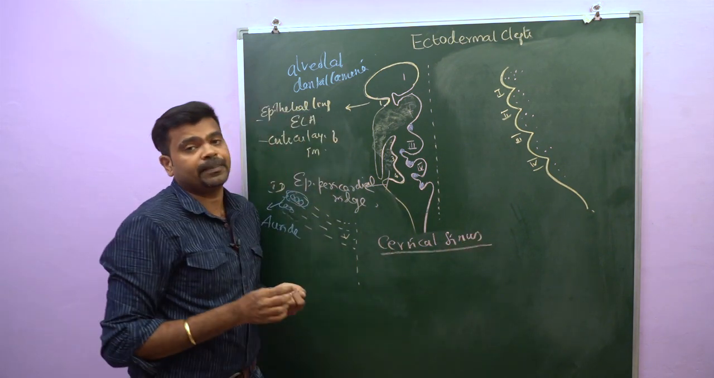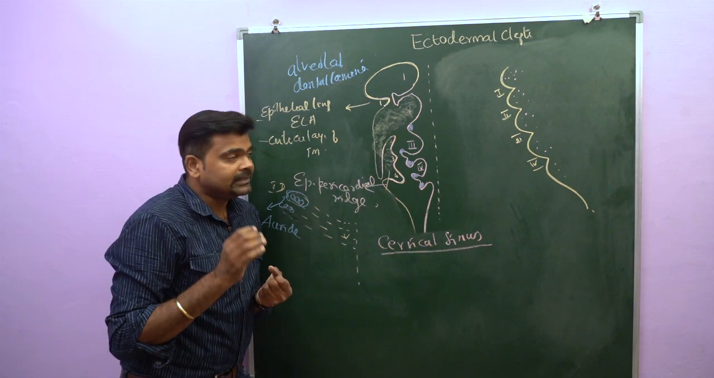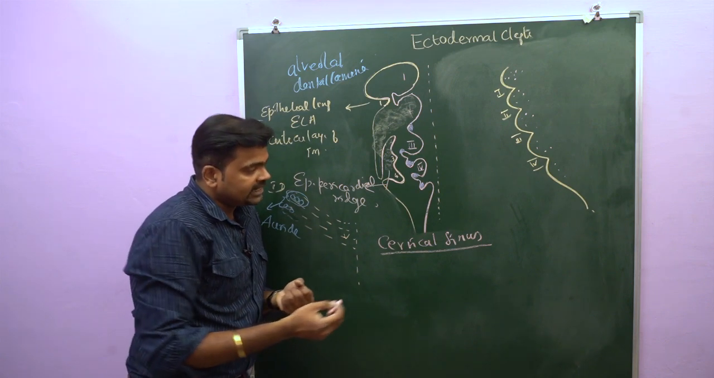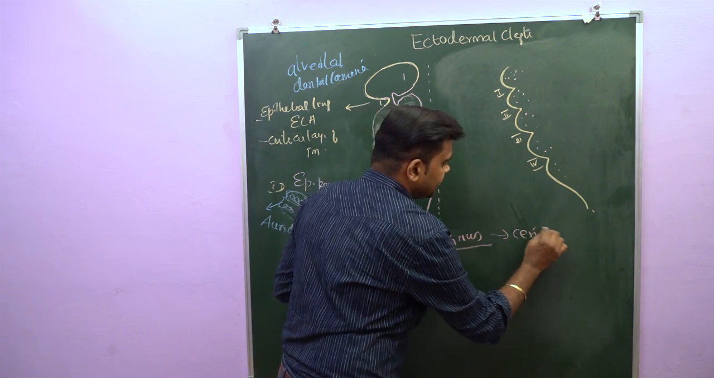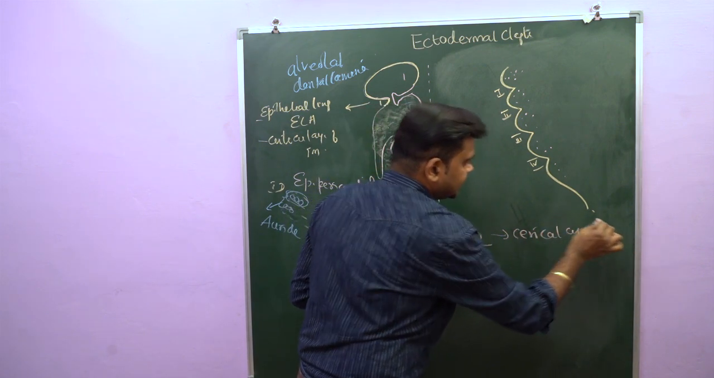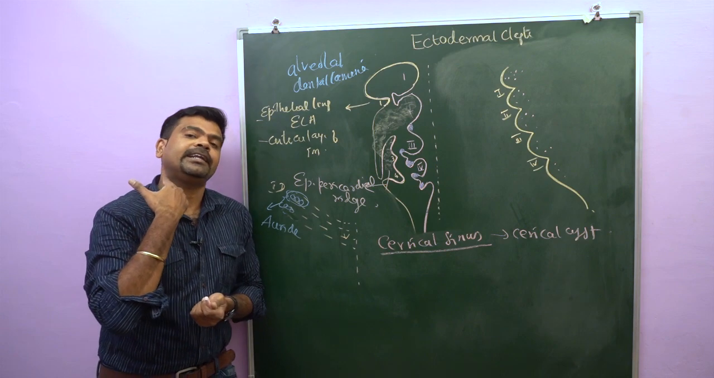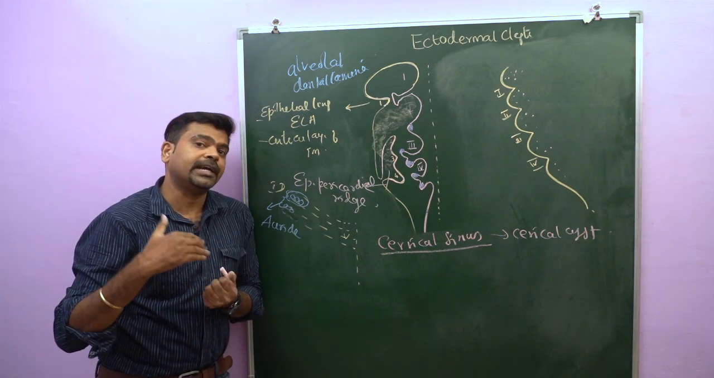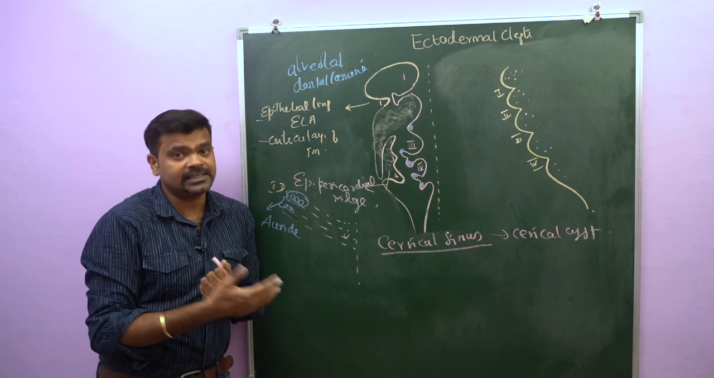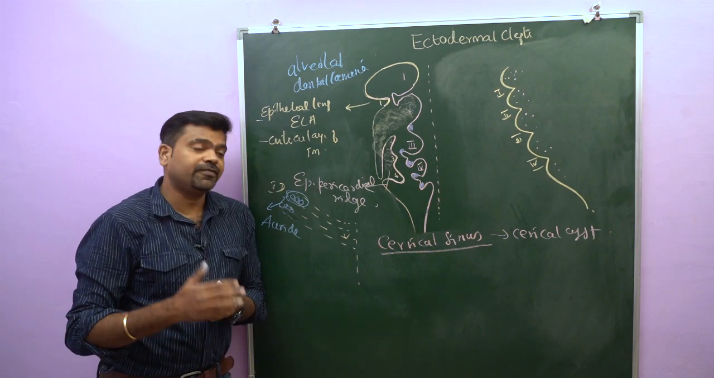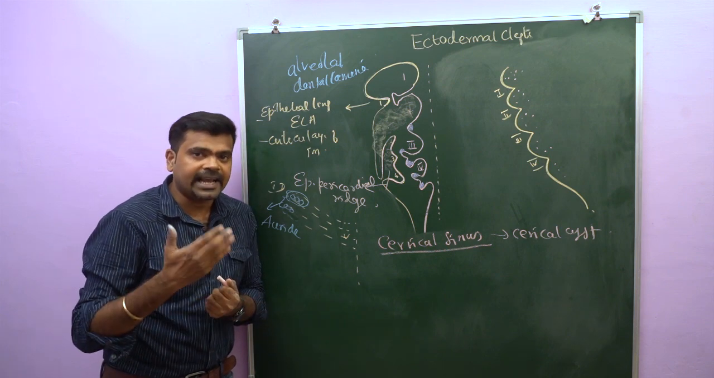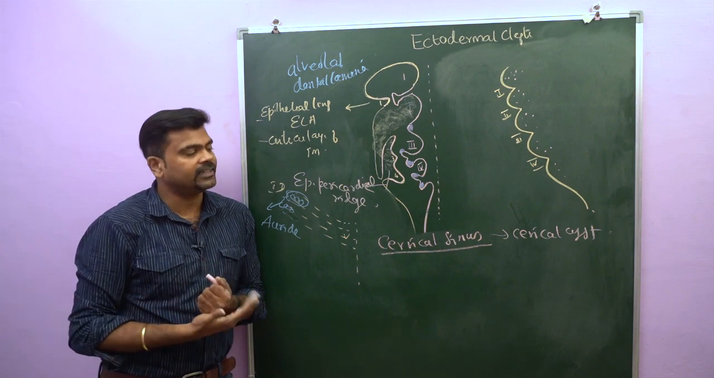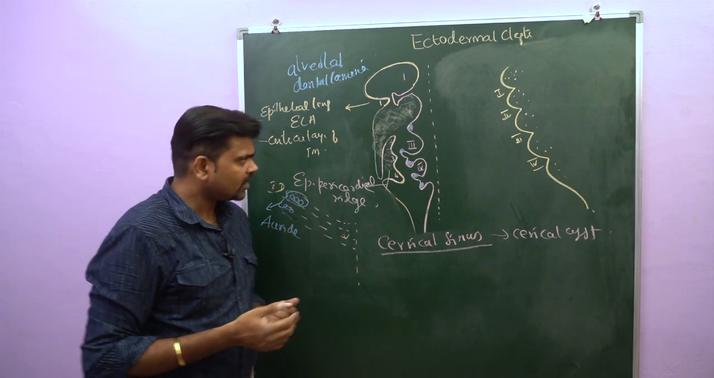Normally, this sinus will be obliterated. Sometimes this cervical sinus remains in adults and leads to a condition called cervical cyst. If a cyst is present, it lies along the anterior border of the sternocleidomastoid muscle. Sometimes the cyst will communicate outside and also inside. This condition is called a fistula. If it communicates outside, it is called an external branchial fistula. If it communicates inside, it is called an internal branchial fistula.